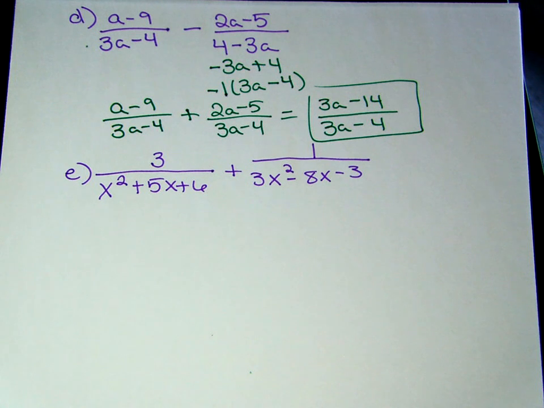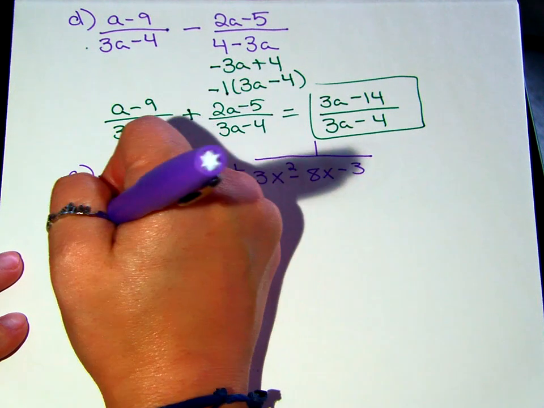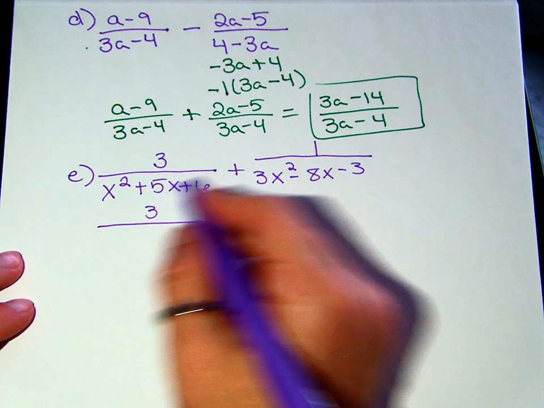Chapter 7 follows Chapter 6 for a purpose. You'll learn how to do all the different factoring in Chapter 6. That way, when we get to these rational expressions in Chapter 7, we have all the tools available to us in order to factor these denominators and figure out what the least common denominator is. So the very first thing you're going to do is factor both of these denominators.